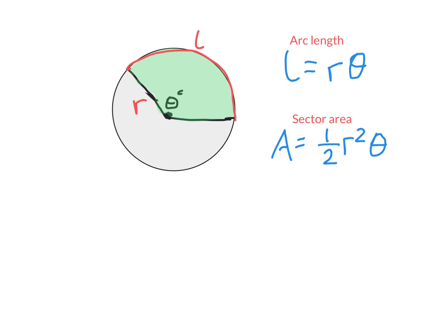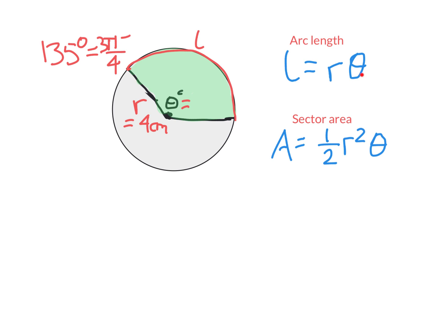So for example, let's say that r was equal to 4 centimeters here, and let's say that this angle was 135 degrees. Now 135 degrees, if you want to convert to radians, you times by pi over 180. 135 over 180 is equal to 3/4. So this will be 3 pi on 4 radians.